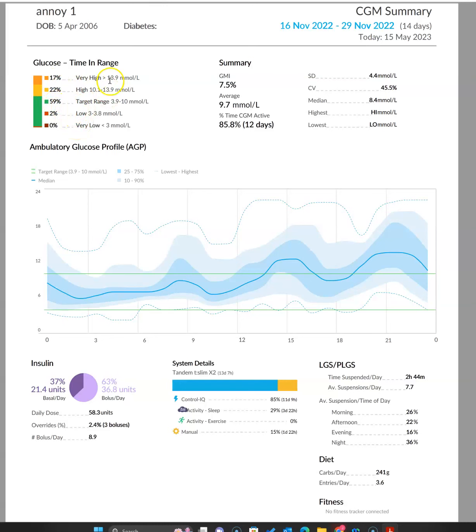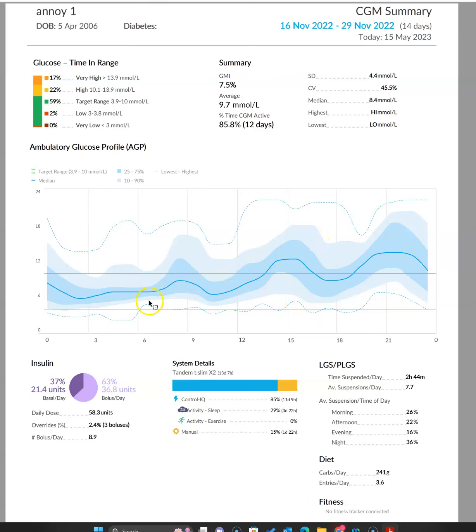Less than 60% timing range, which definitely could be optimized, getting up towards 70%. If these systems are set correctly, we should be getting 70% as long as the person is following effective daily management strategies. And then obviously the higher side is a little bit too high. We need to move some of these higher levels back to the in range.